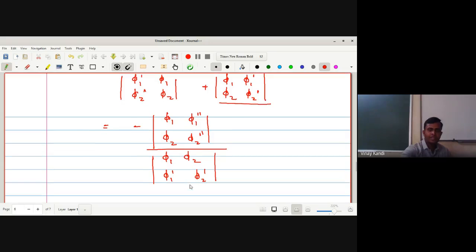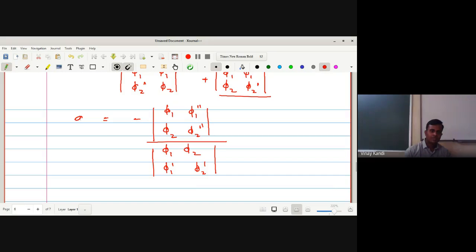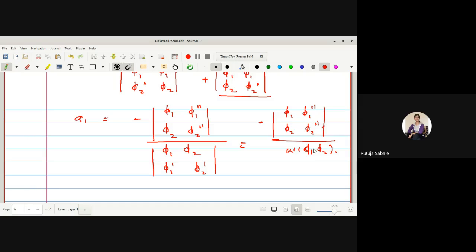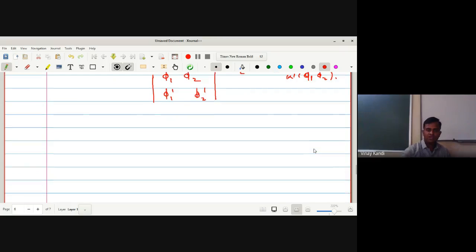Okay, so here we get, this is the value of A1, which is equal to minus sign with phi1 double dash, phi2 double dash upon the Wronskian of phi1 phi2. Okay, any doubt? No, sir. Now the value of A2 is, let's solve. Yes, sir.